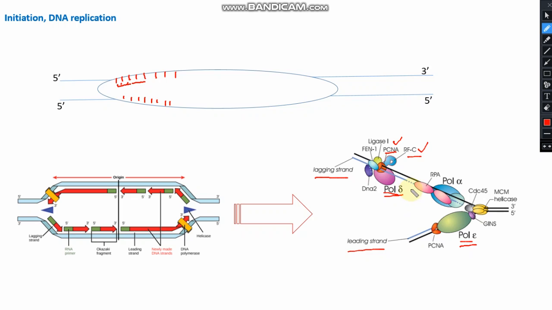But in the lagging strand, multiple primers are required, because it produces short stretches of DNA fragments. Here, as you see, this kind of short stretch is generated in the lagging strand, and later on these fragments are joined by the DNA ligase. Alright, so this is all about the initiation process.